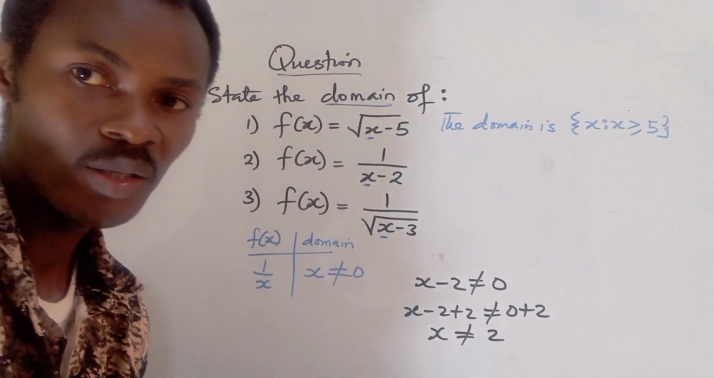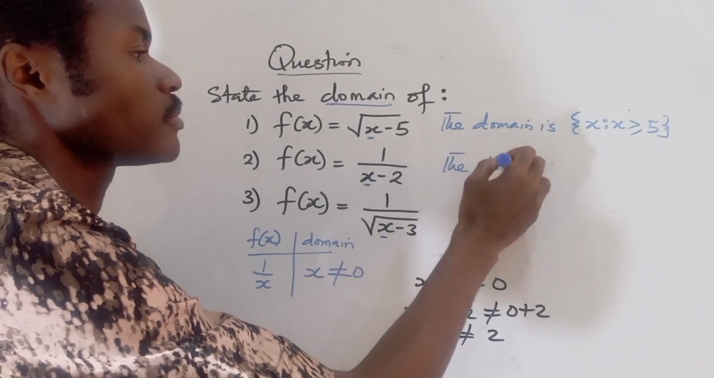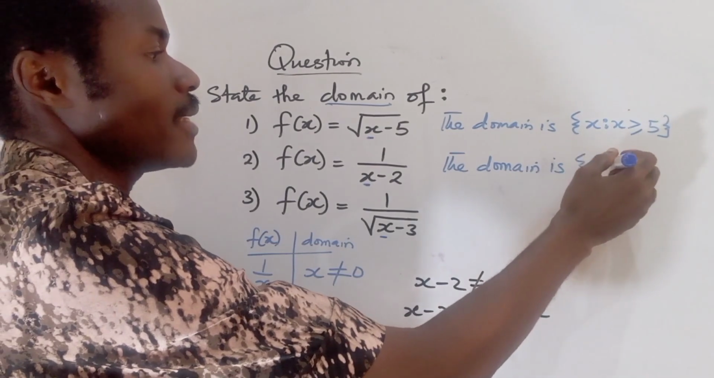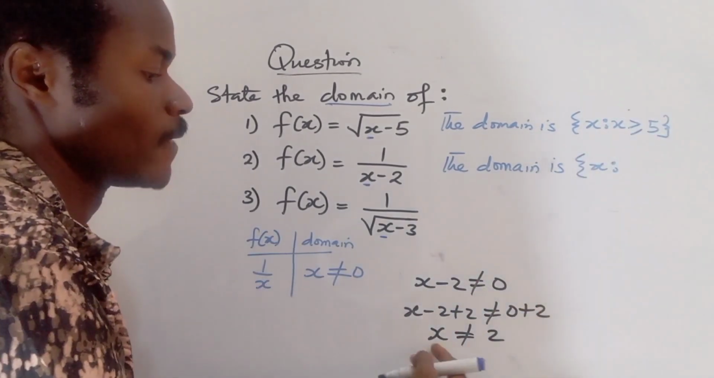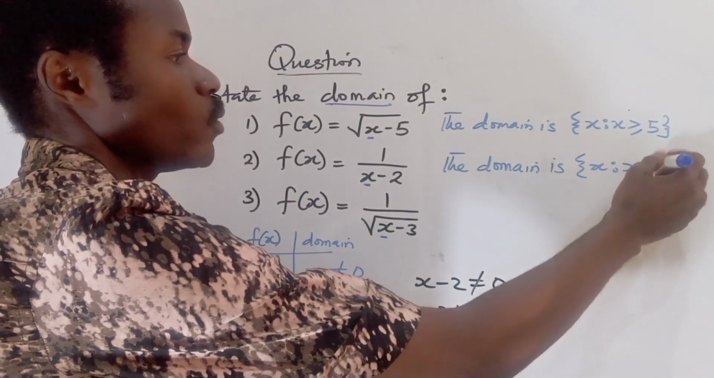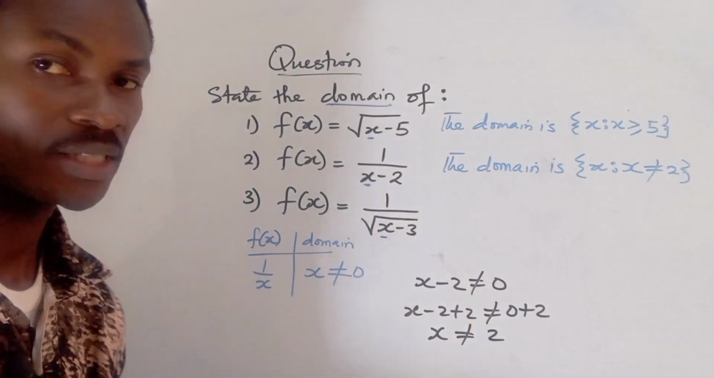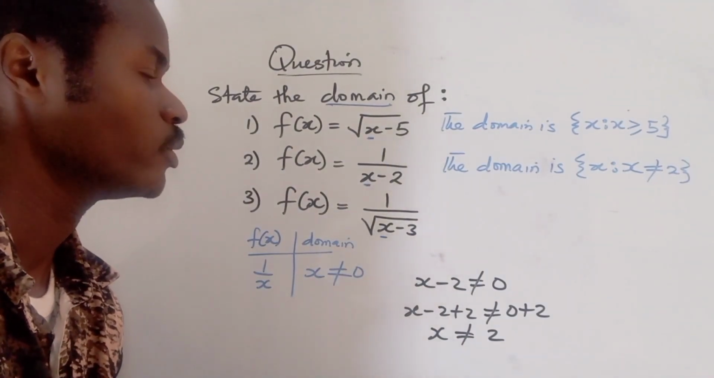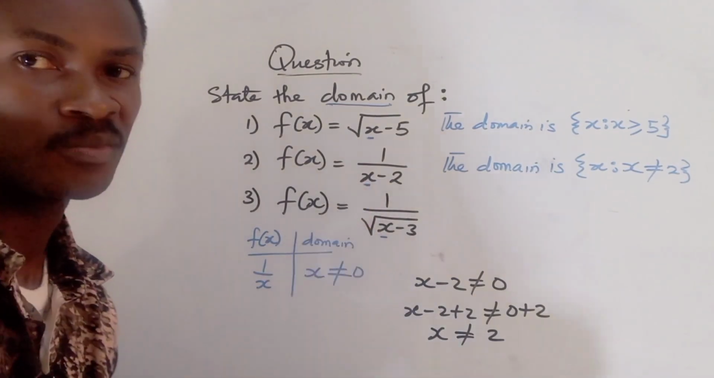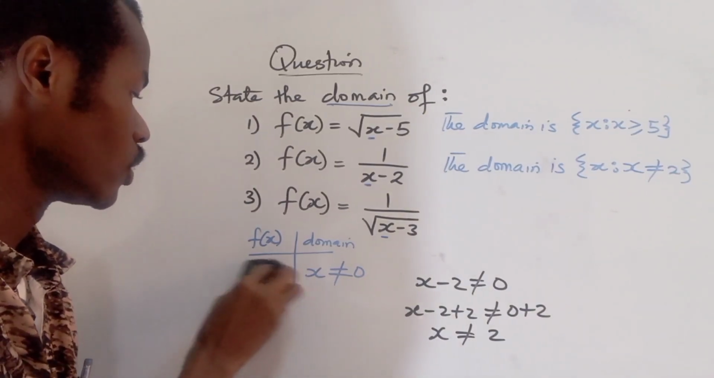So for the second one, the domain is, we are going to write this, x is not equal to 2. So that is the domain. That is the set of values for which we have x in this function. Okay. Now, what about the last one?